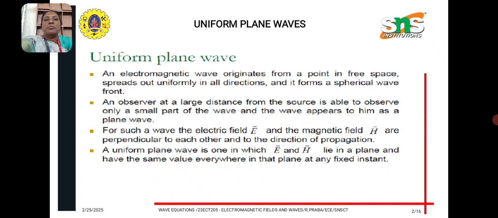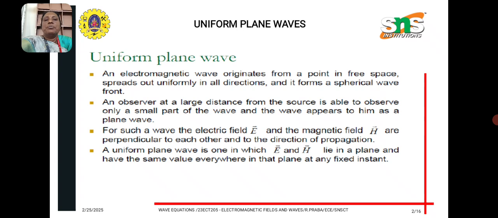An electromagnetic wave originates from a point in free space, spreads out uniformly in all directions, and forms a spherical wavefront. An observer at a larger distance from the source is able to observe only a small part of the wave, and the wave appears to him as a plane wave.